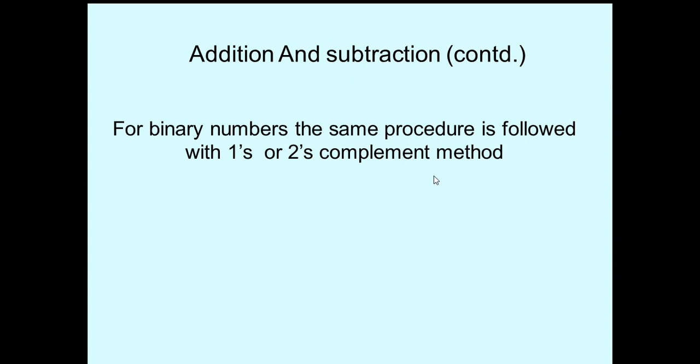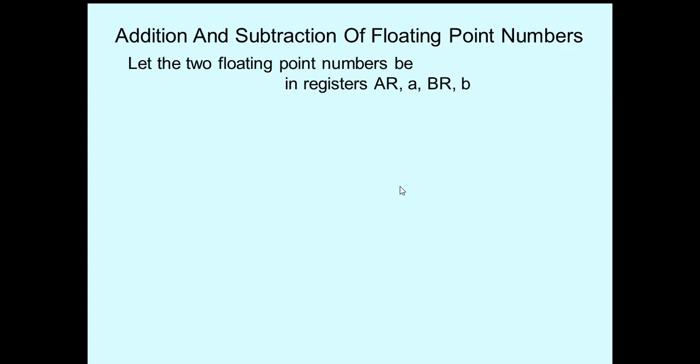For binary numbers, the same procedure is followed with the ones or twos complement method. Let the two floating point numbers be in registers. One is in AR and then A. Here AR holds the mantissa value of the number, and small a holds the exponent value. BR is the second operand's mantissa value, and then its exponent value.